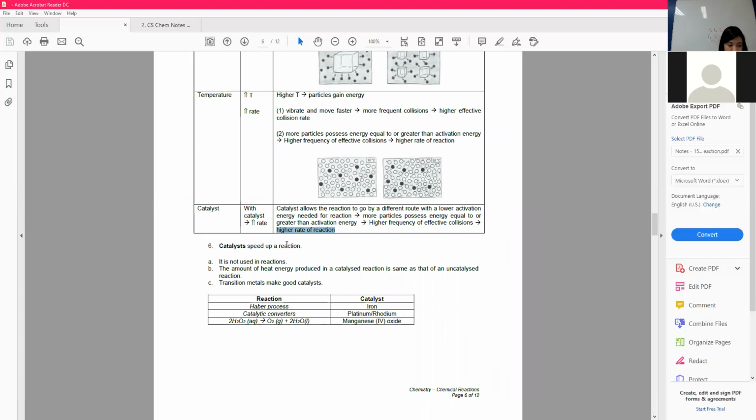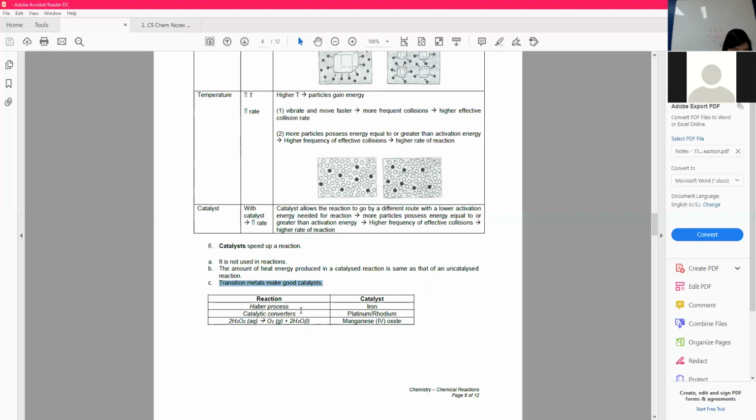Over here, it says that a catalyst will speed up the reaction. Make sure you know that even though it speeds up the reaction, the catalyst is not involved in the reaction. It will still be there at the end and will not be used up in the process. Most of the transition metals make good catalysts, those in the periodic table in the middle between group 2 and group 3. So they make good catalysts.